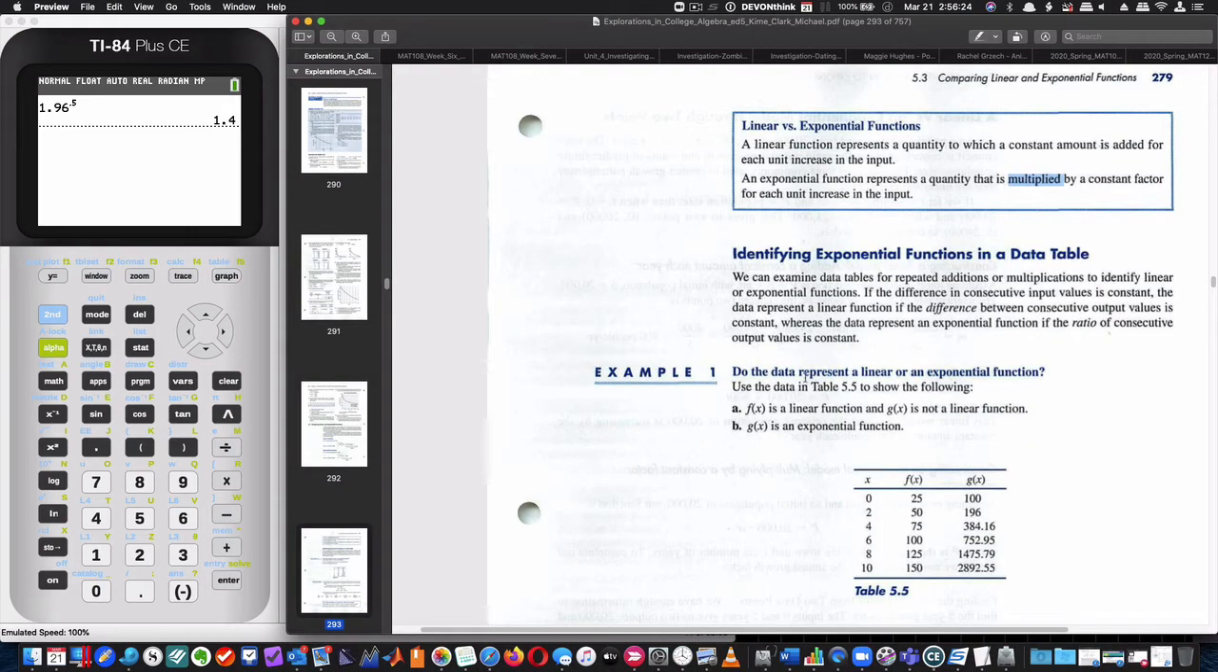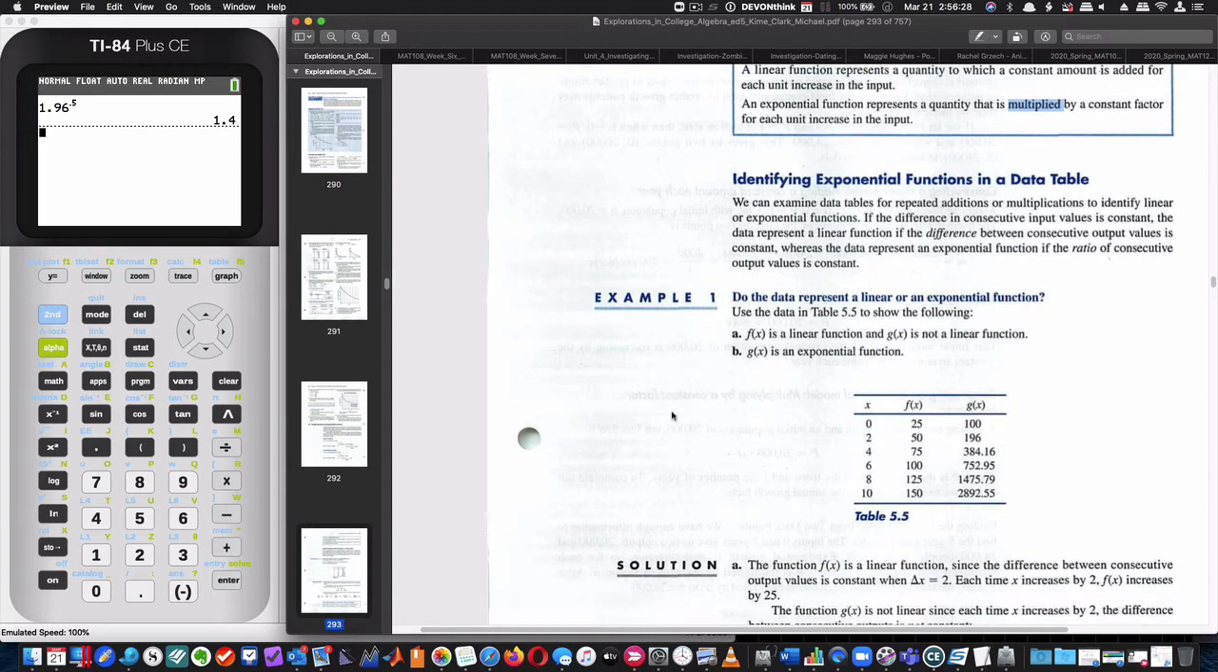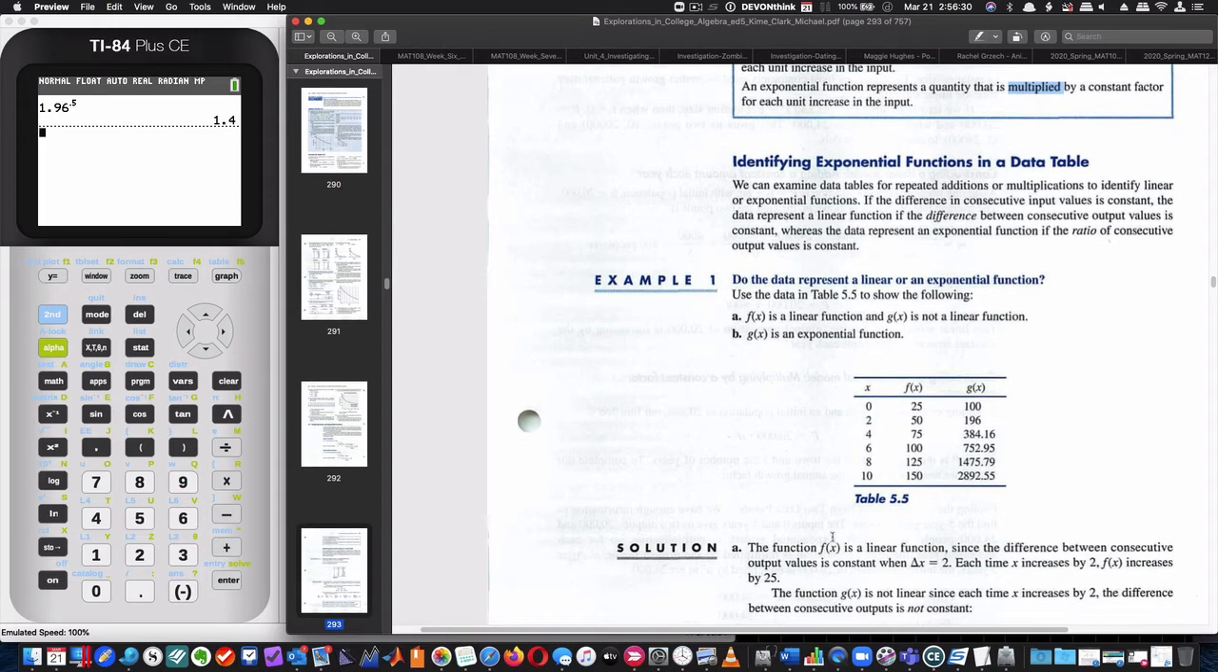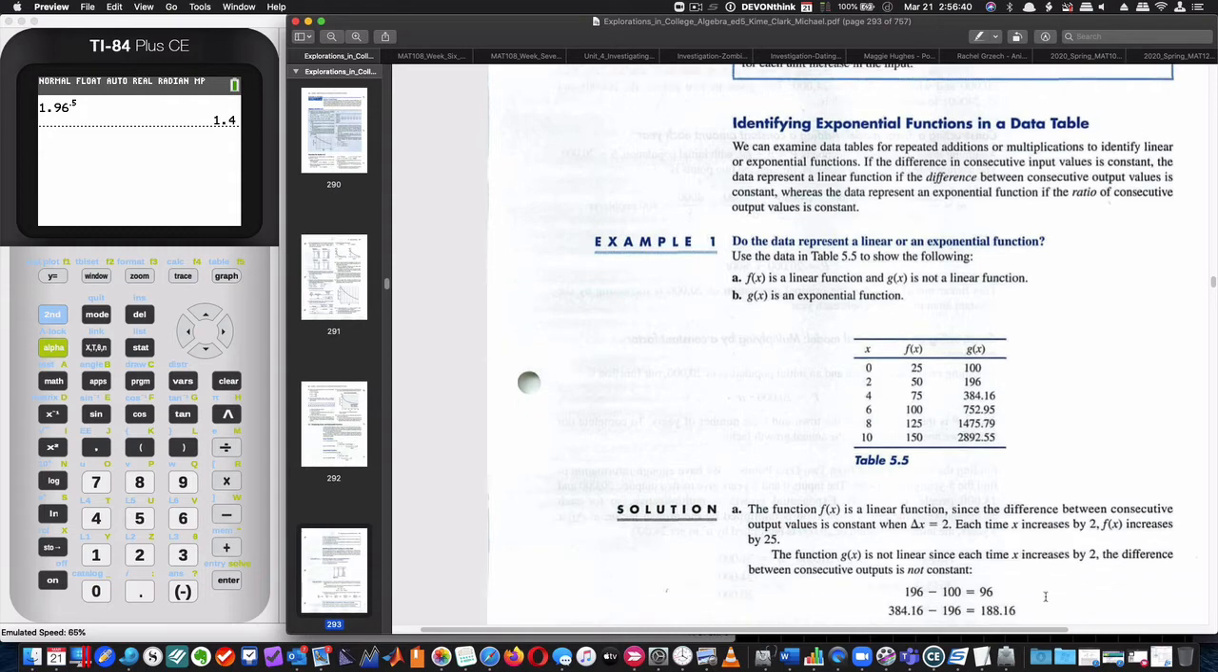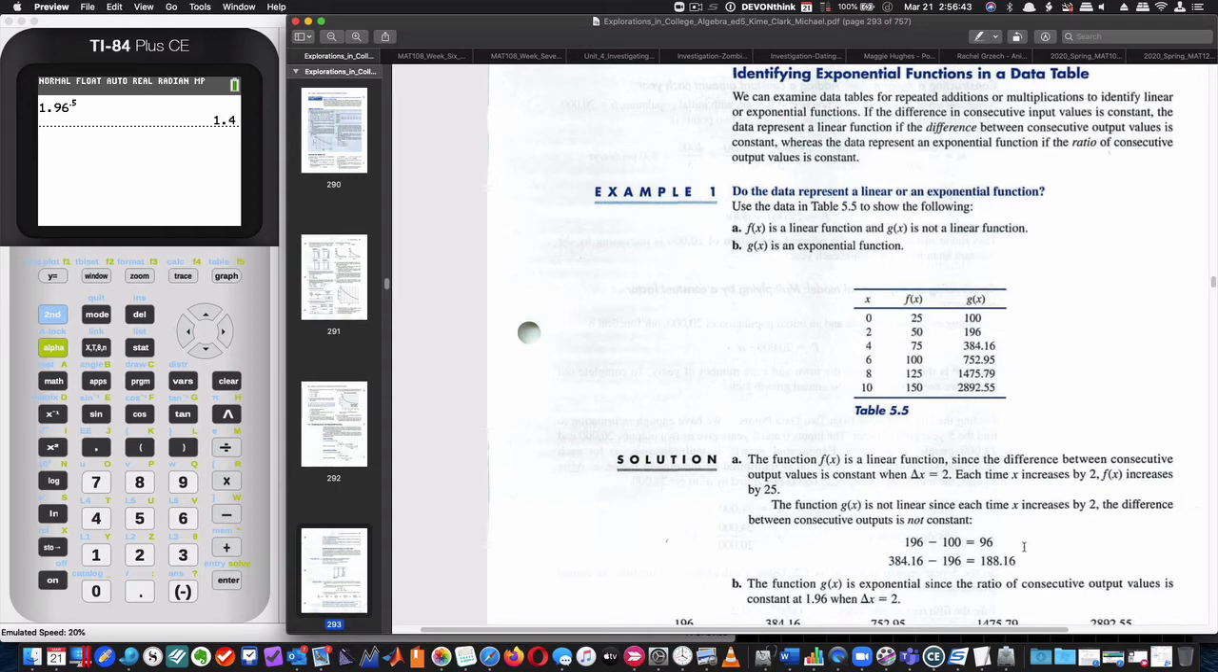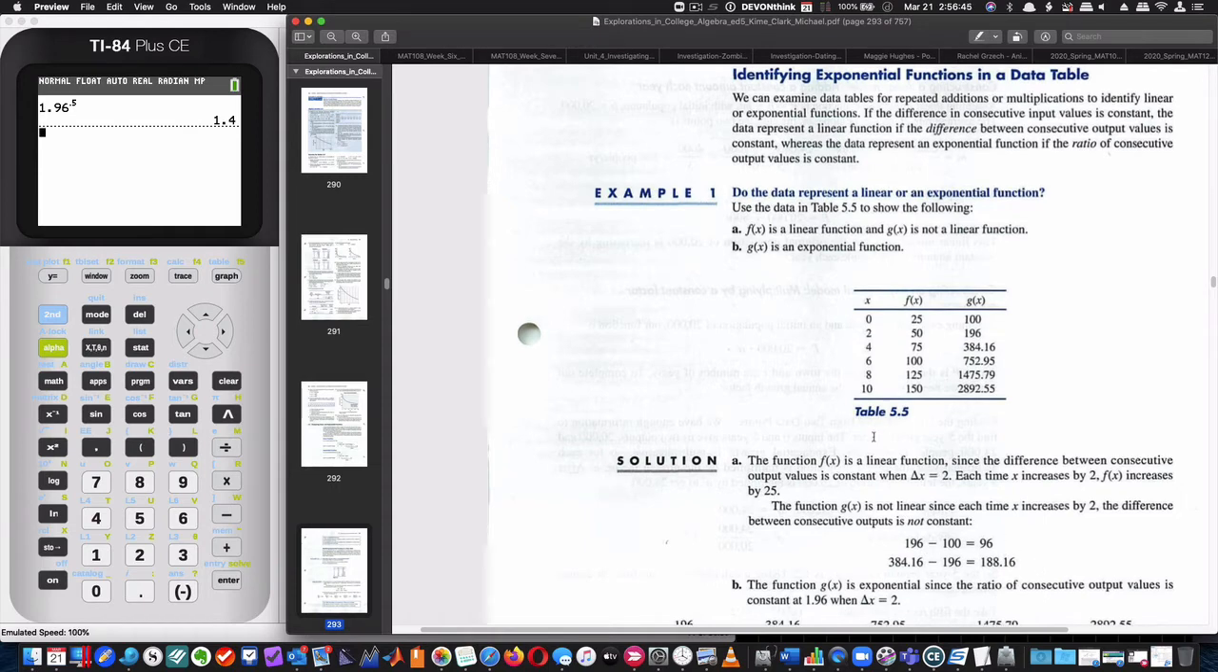And that's it for example one. Let's go check our answers. The function f of x is linear, the change in x is 2 and the change in y is 25. The function g of x is not linear, and the outputs are not constant. And so they showed us that it doesn't actually work.